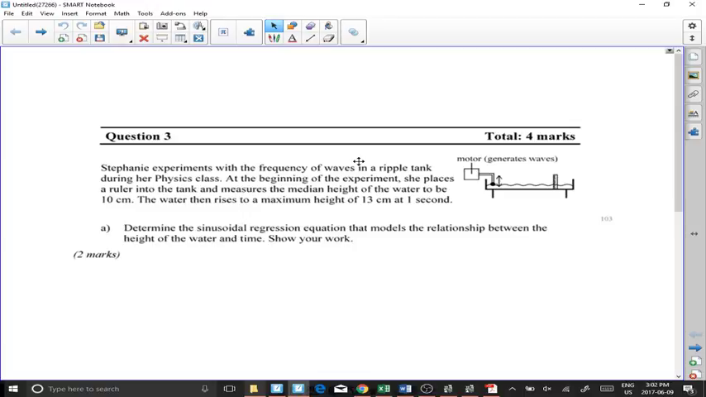The water then rises to a maximum height of 13 centimeters at 1 second. Determine the sinusoidal regression equation that models the relationship between the height of the water and time. Show your work. What's that? We could, or we could use a graph and go that way. So here's when I tell you something that's probably going to make you either really happy with me or really unhappy with me.